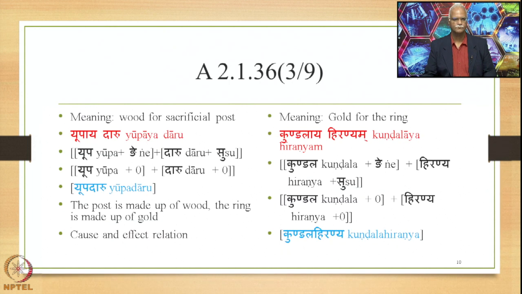Now, let us look at the examples. First, the examples of tadartha. The meaning that the speaker wants to communicate is the wood for a sacrificial post. So a post is to be erected in the sacrifice, and this post must be made up of a particular kind of wood. So post will be the effect, wood will be the cause. So there is a cause and effect relationship between the wood and the post.